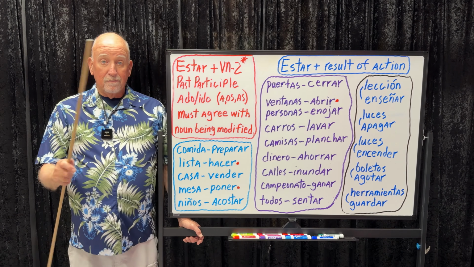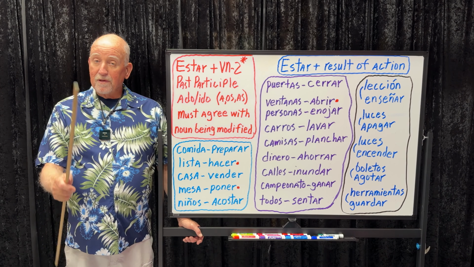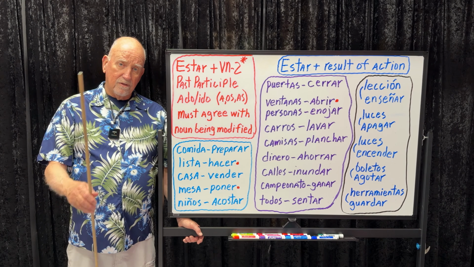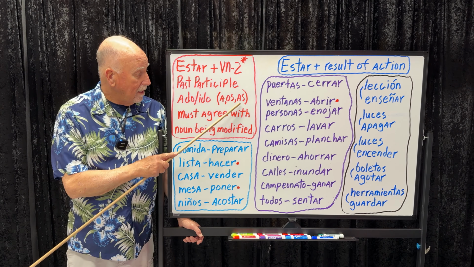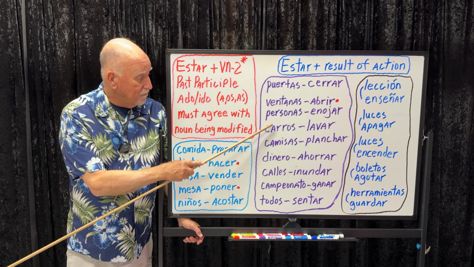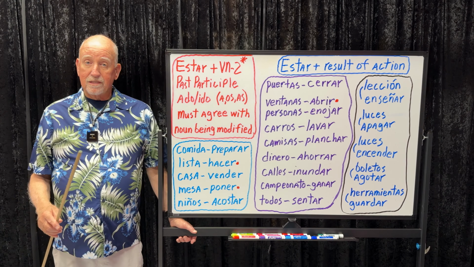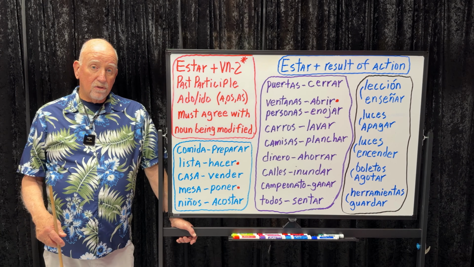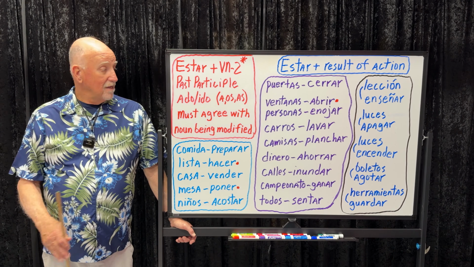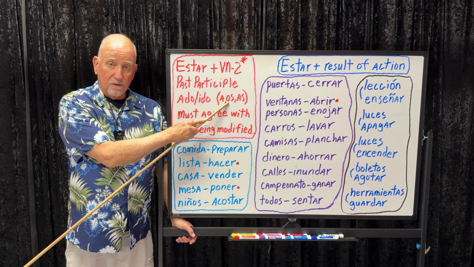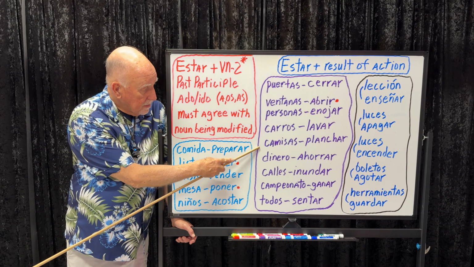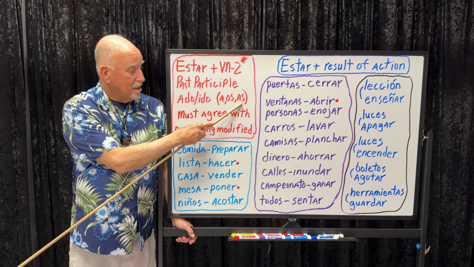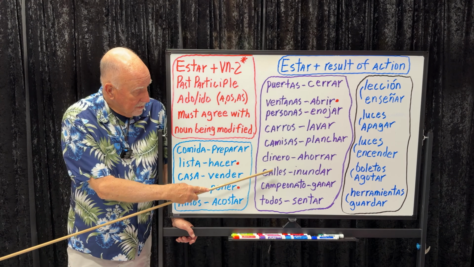Personas enojar. The people are mad. They're ticked. The people are mad. Las personas están, somebody ticked them off. Las personas están enojadas. The cars are washed. You work as a detailer or at a dealership. The cars are all washed. Los carros están lavados. Los carros están lavados. The shirts are ironed. Las camisas están planchadas.